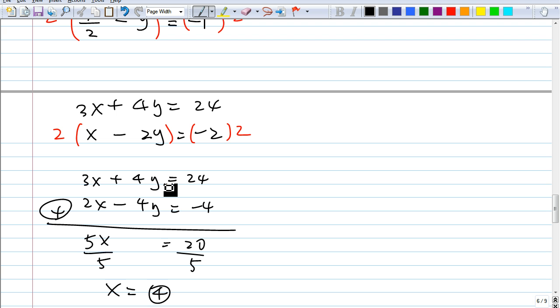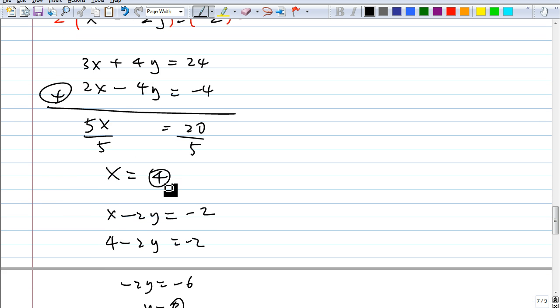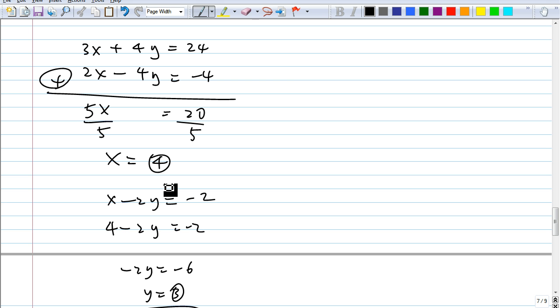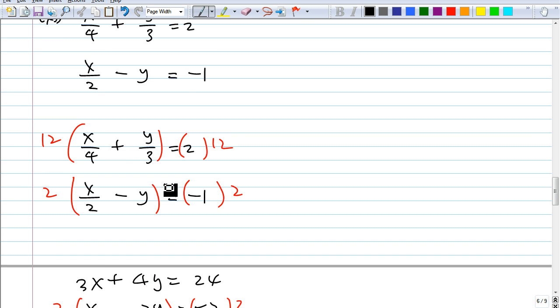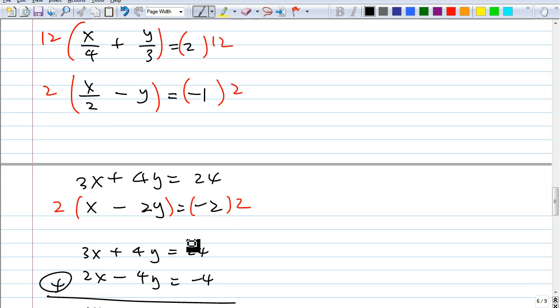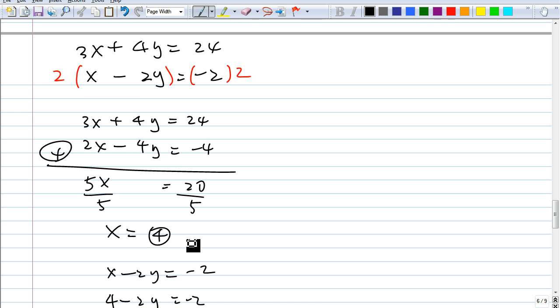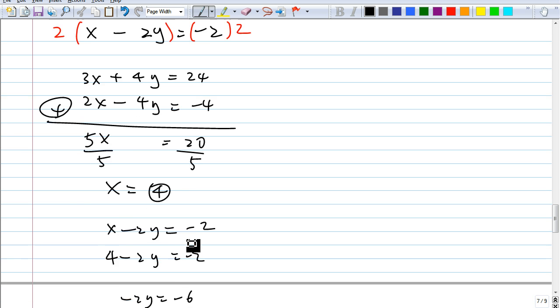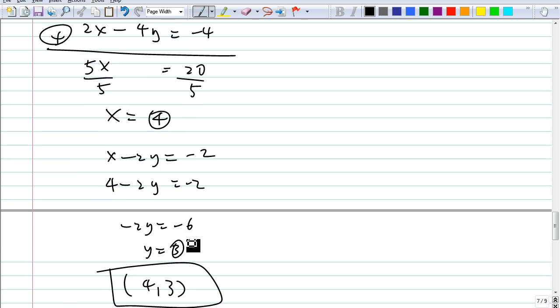Once you got that, you shouldn't make any mistake plugging it in. How many people got the y? What did you get as your y? Okay, 3 is correct. So I used the first equation, not the original one, but the one after multiplying by the LCD. Is that okay? Yeah, they have the same solution, so it doesn't matter. So it's 4, 3. As long as you don't make any mistake multiplying both sides by the LCD.